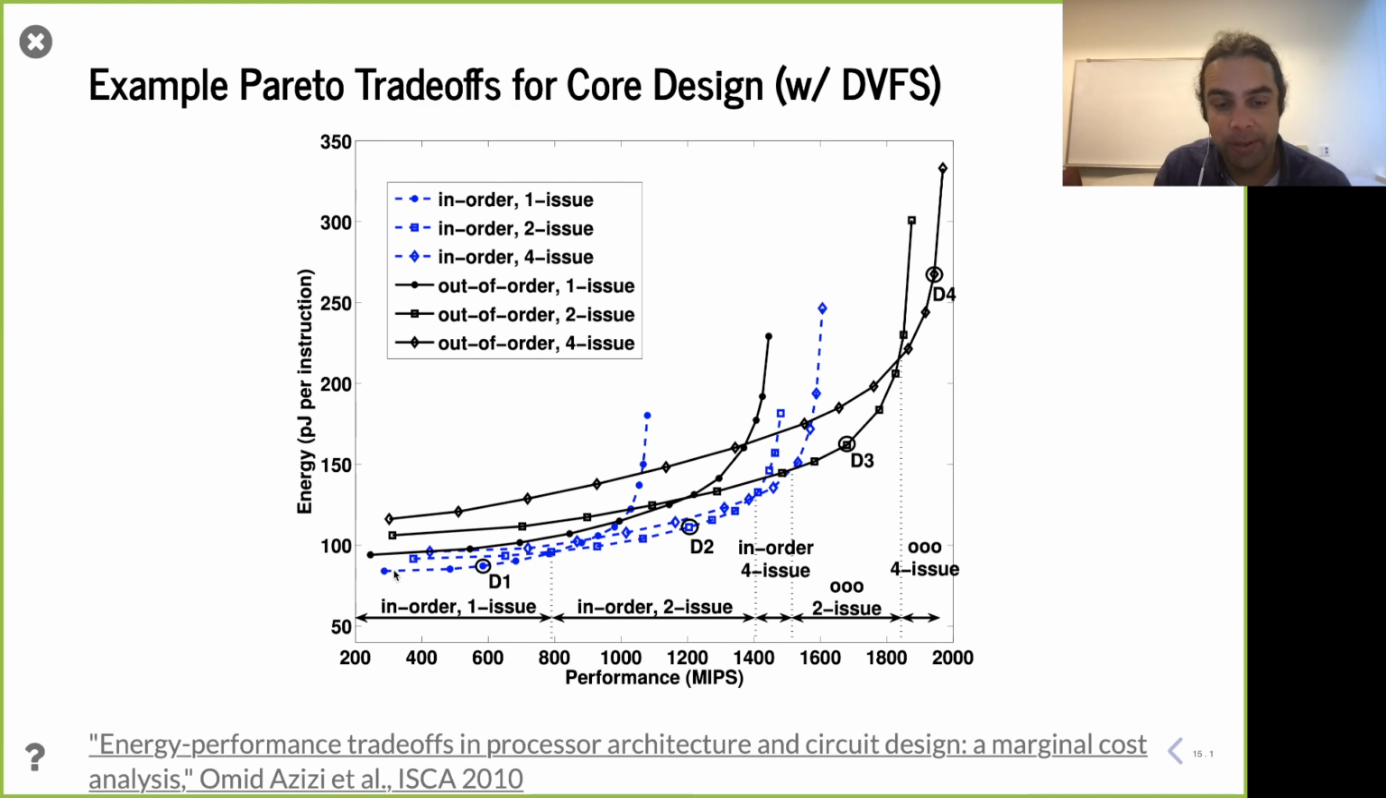Where the 1 wide in-order is actually the most efficient for really low performance, right? Because guess what? It's a simple design. It's a lot less hardware to toggle, and it can do that well. And if you want to go a little faster, what should you do? Well, it turns out the in-order 2 wide is going to be the next best one. And this guide at the bottom is telling you they care about the underside of this curve. That's the Pareto Frontier.